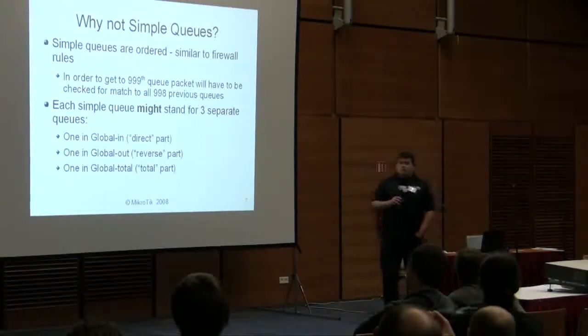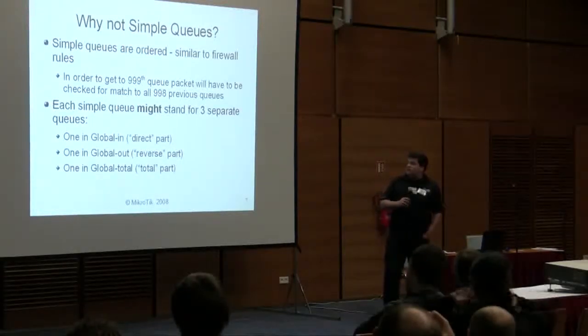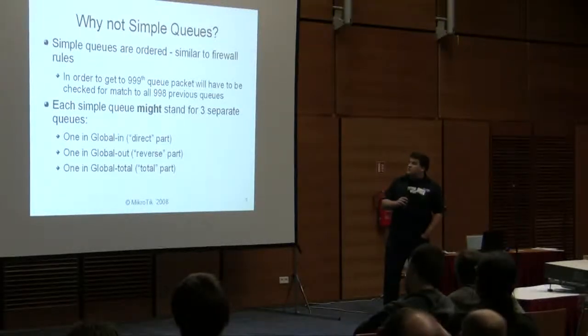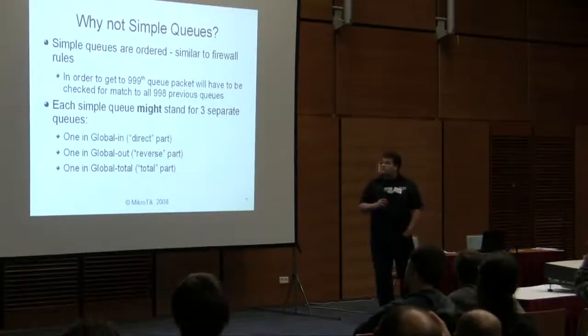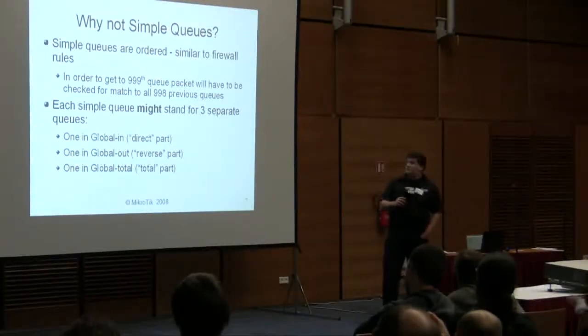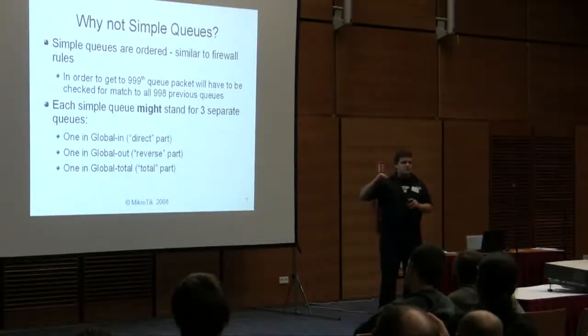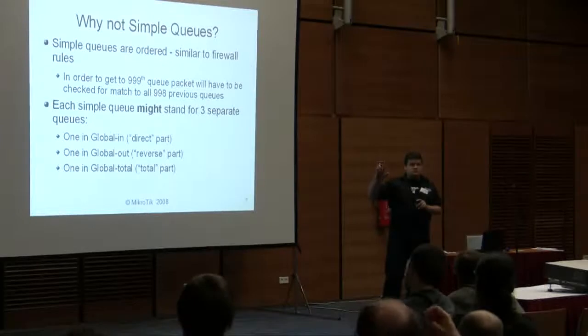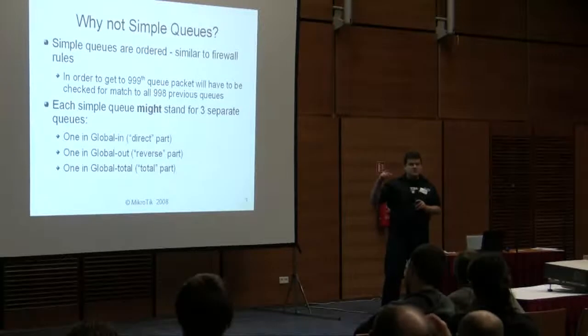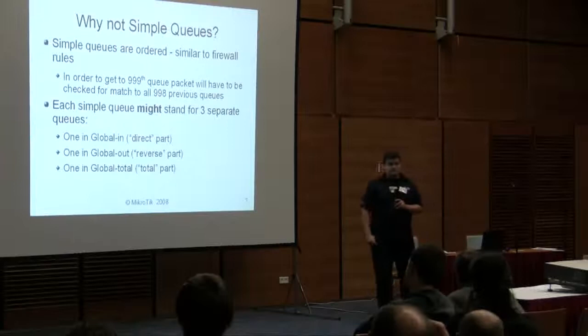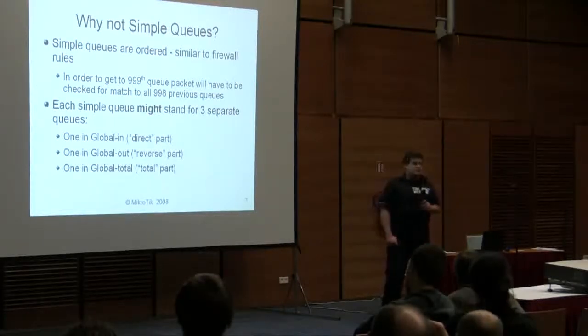The reasons why we are not using simple queues are very simple, actually. There are 2 reasons. One reason, simple queues are ordered, same as the firewall rules. So if you have 999 queues and the packet should be captured by the last queue, that packet will go through all 998 other rules to get to that last one. It will result in bigger latency for your customers.